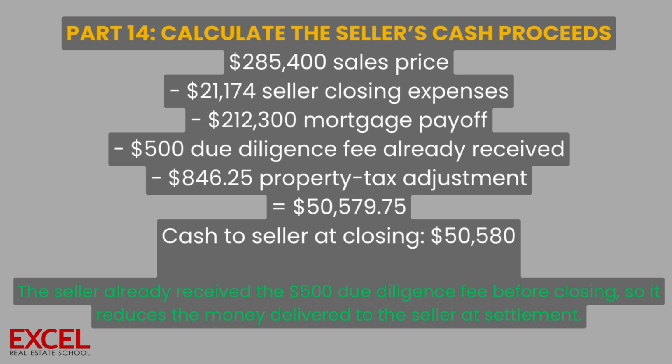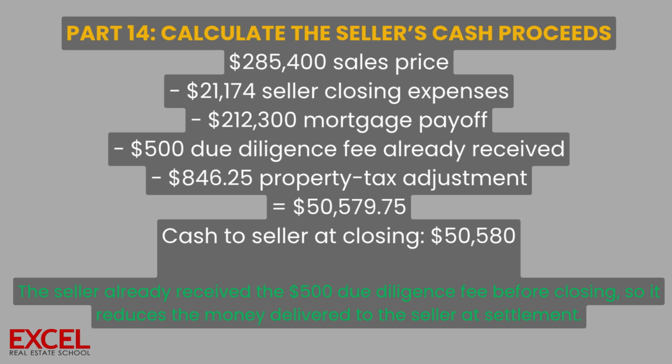So the cash to the seller at closing, $50,580. Remember, the seller's already received that $500 due diligence fee before closing, so it reduces the money delivered to the seller at the settlement. Do not forget to minus that. Do not include that into the figures that the seller is going to get.